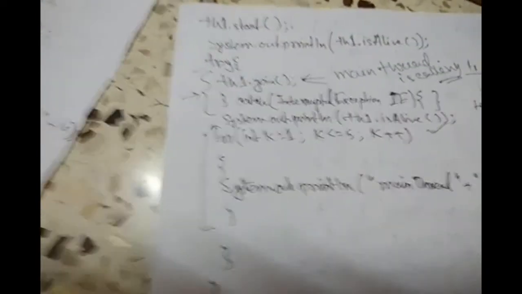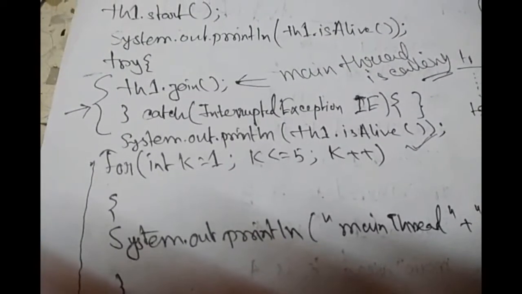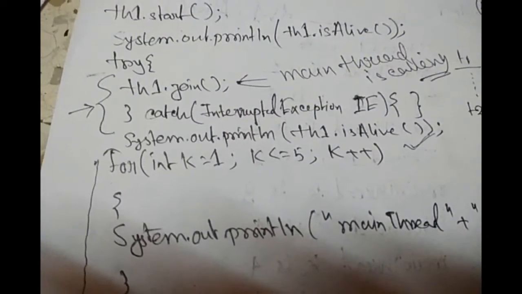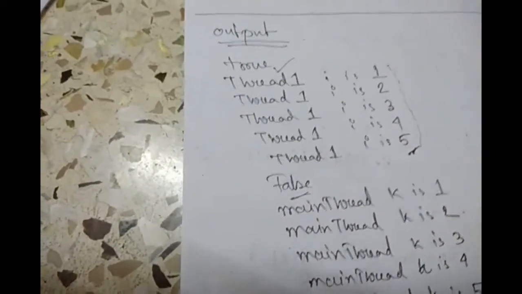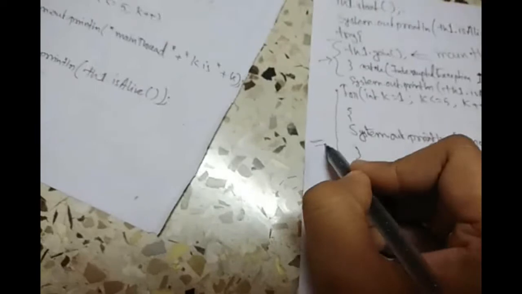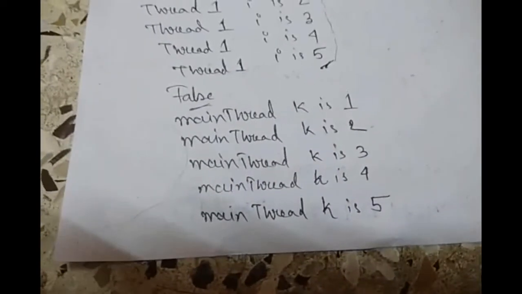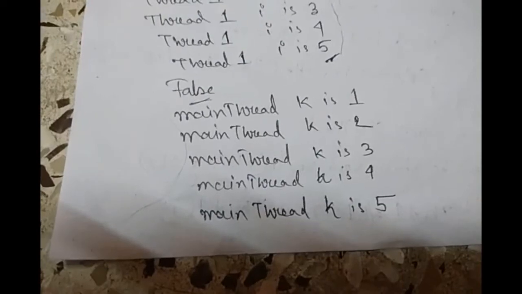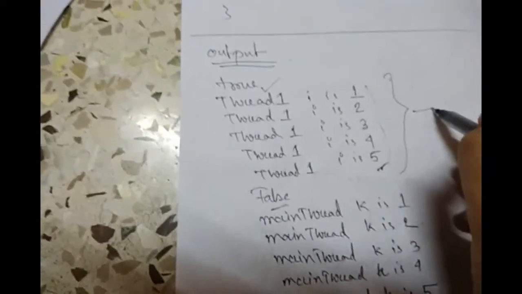And we can see that in this particular line the child thread th1 completes its execution and the isAlive method returns false. This false means the child thread has completed its execution, and then the main thread is executing the body of its loop, and after k value 5 the main thread terminates. So here we can see that the main thread is waiting for thread 1 to complete.